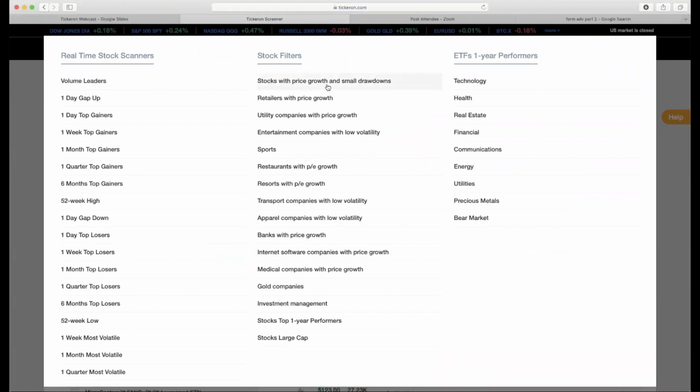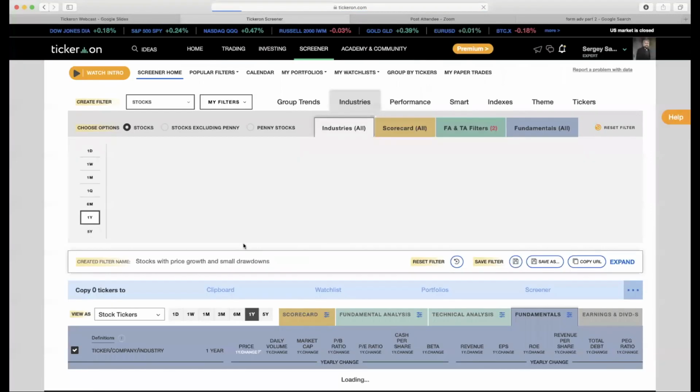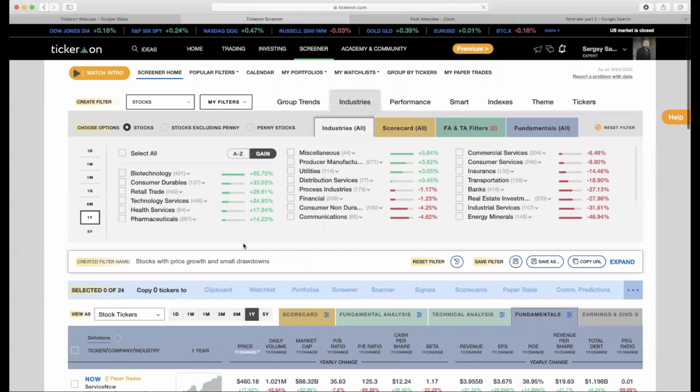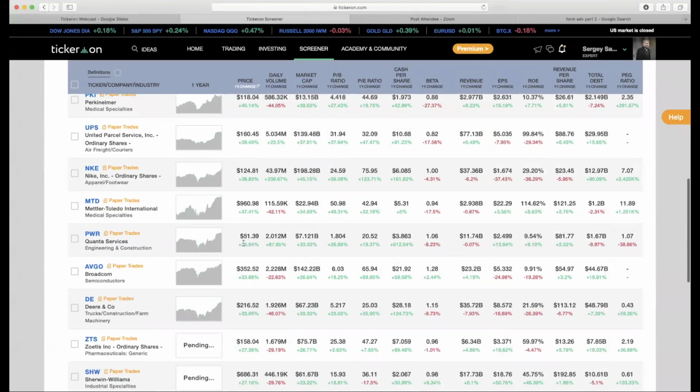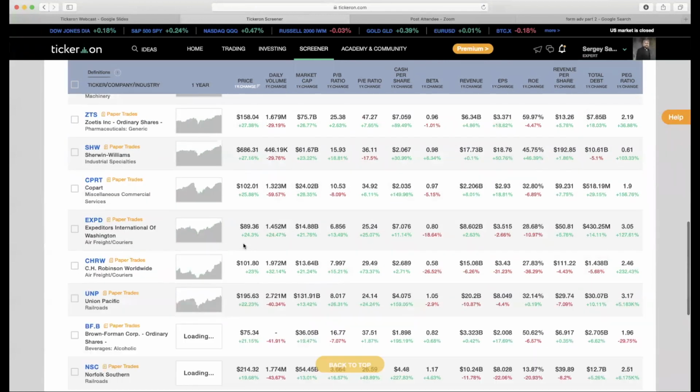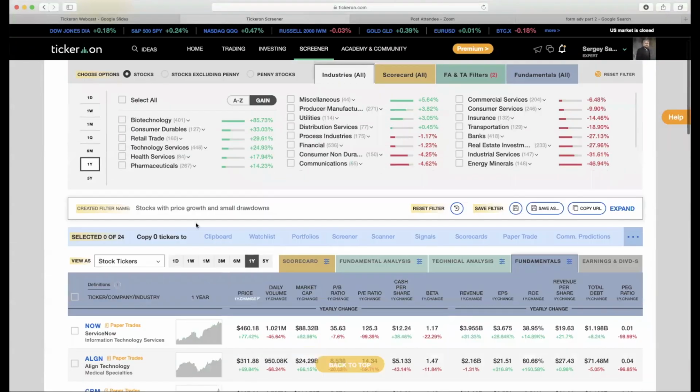So number one is stocks with price growth and small drawdowns, right? So you would click on this, and it would show you a list of all the stocks with price growth and small drawdowns. Now, there's a lot of stocks here. Specifically, there's 24. You probably don't want to trade all 24.